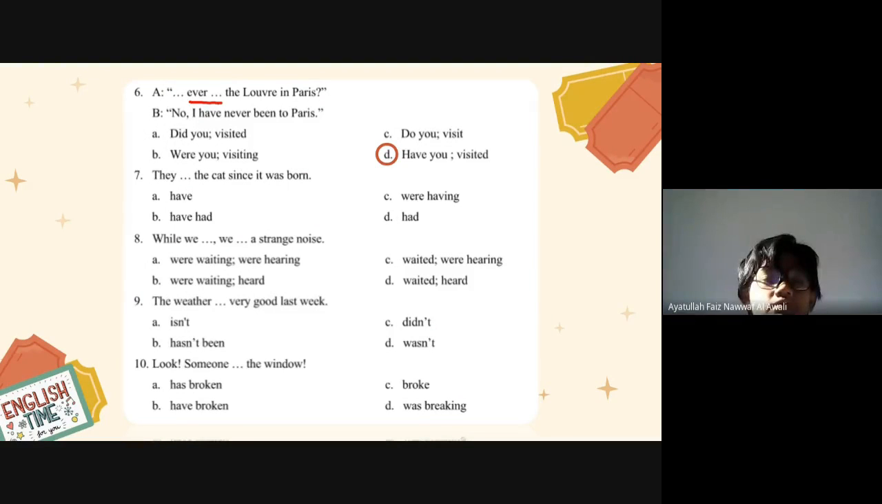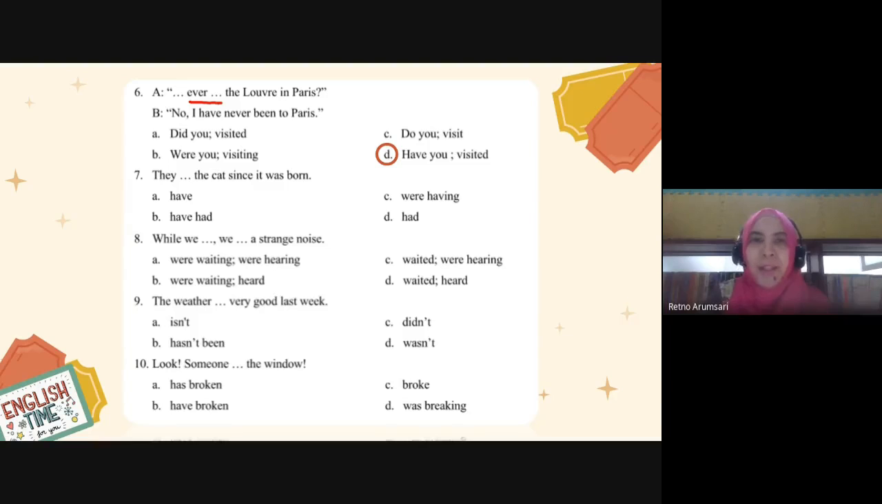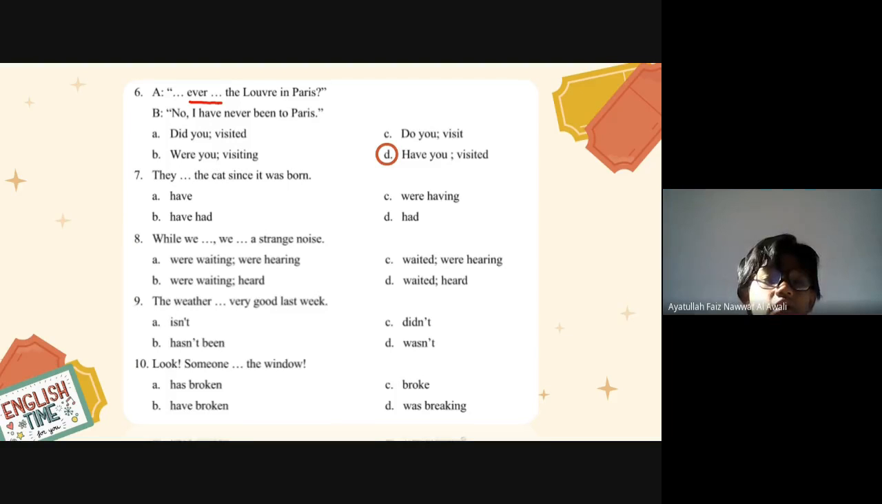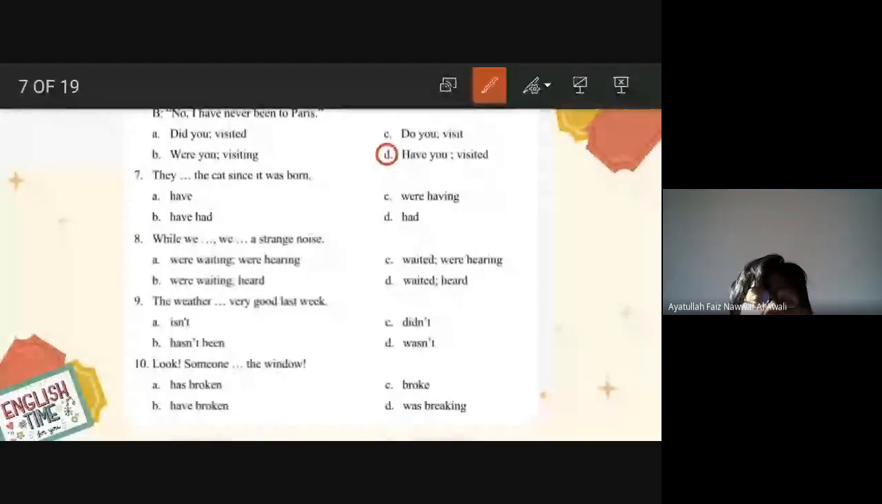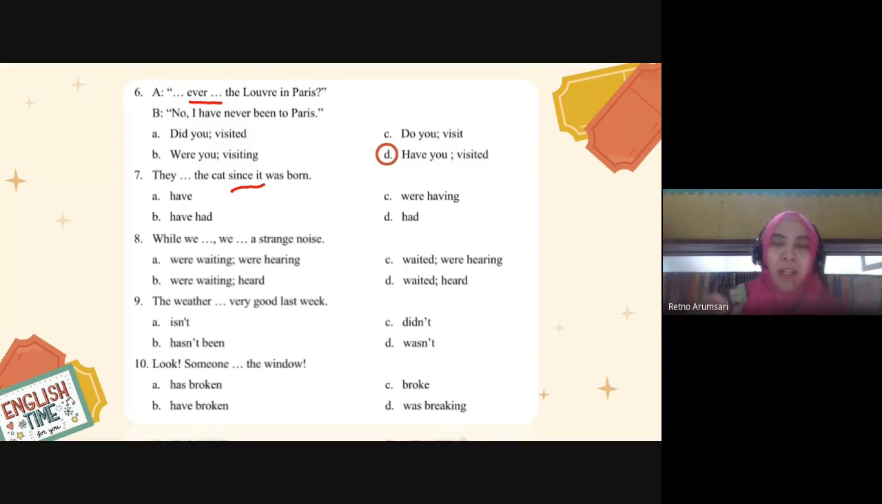Thank you, Bima. Next, let's go to Faiz. B. I say the sentence, Faiz. They have had the cat since it was born. What is the clue, Faiz? Since. Yes, that's right. The clue is since. That's why the answer must be in present perfect. Yes, have had. Very good. Thank you, Faiz.